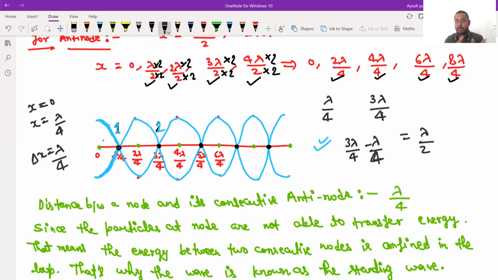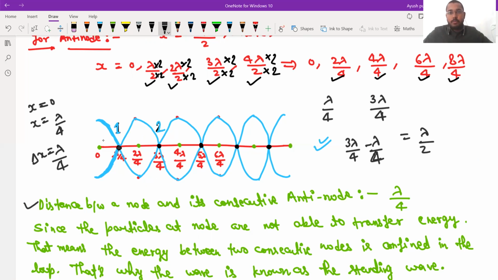Okay, so from this diagram it is very clear, because see, the nodes are being formed at lambda by 2 distance, but the node and antinode are being formed by lambda by 4. Okay, so this point is clear. So I have written here this point, the distance between a node and its consecutive antinode is lambda by 4.